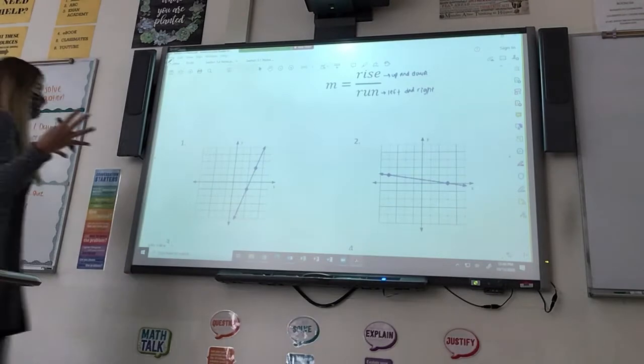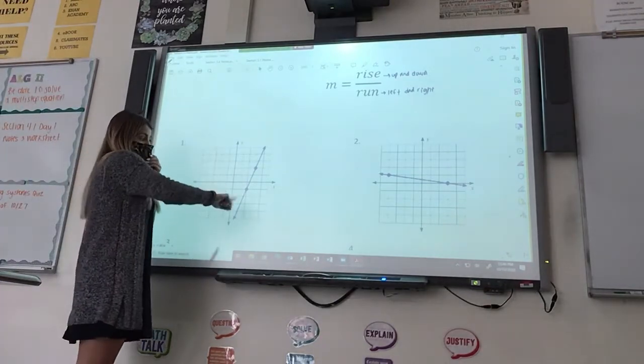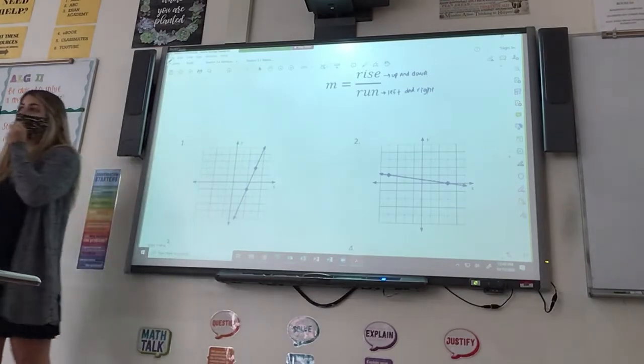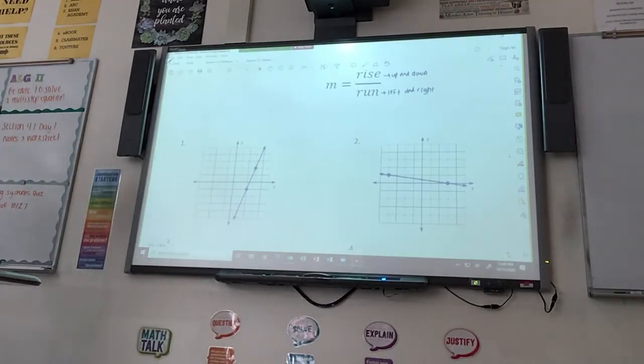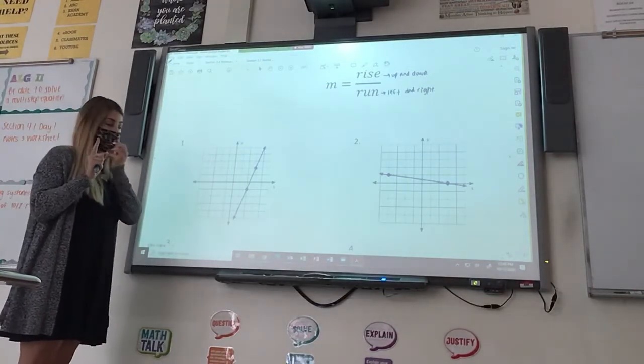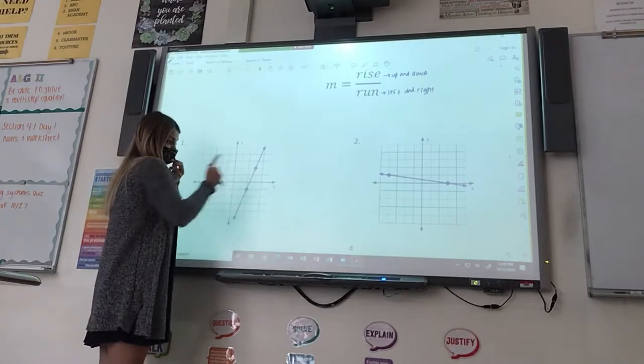Okay? So in number 1, I have my 2 points. You always count up and down first. That's why the rise is on the top. You always count your up and down first, then your left and right. It doesn't matter what point we start with. Do you guys want to start with the bottom point or the top point?